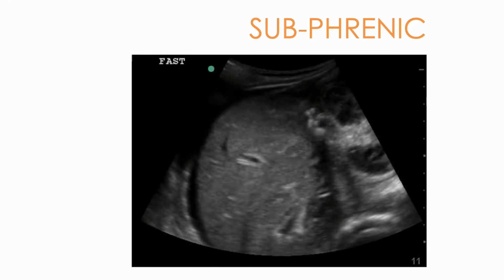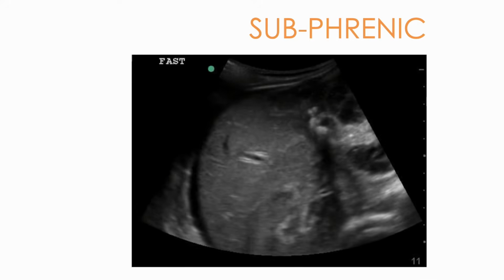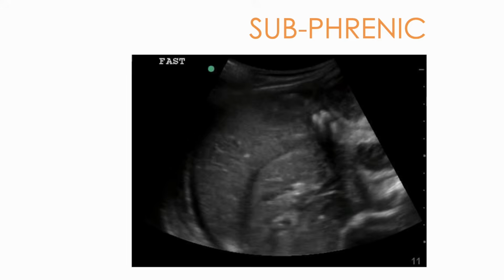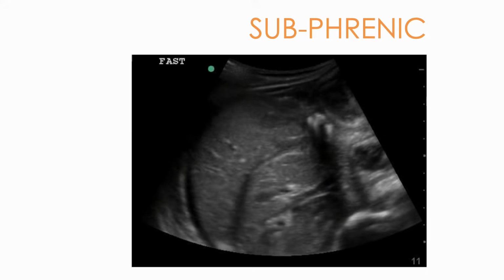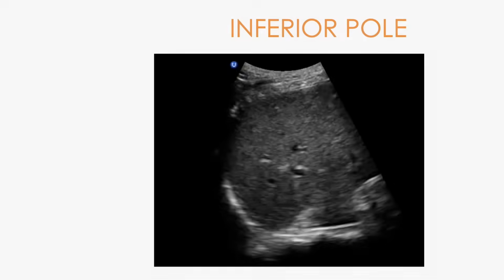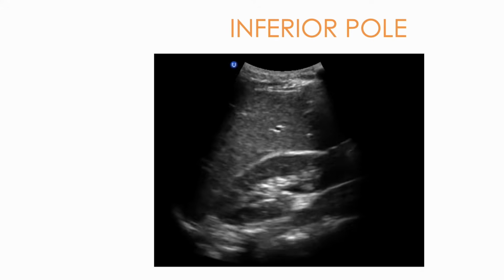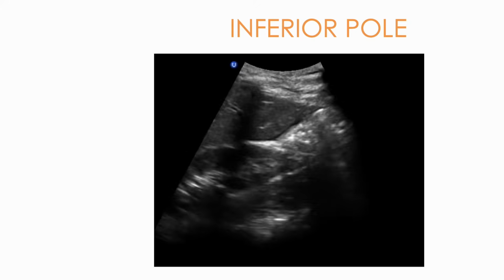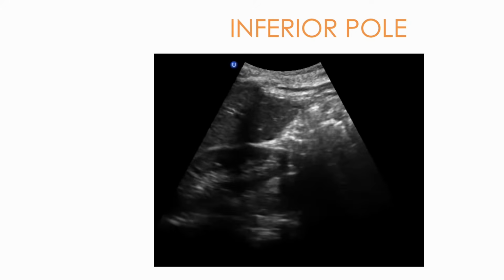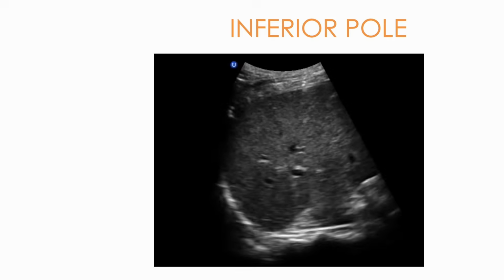Here we have free fluid around the dome of the liver in the subphrenic space. Occasionally, this will be the only space in which the fluid is visible. And finally, we have fluid isolated to the liver tip. This shows us how important it is to visualize the inferior tip of the liver and the inferior pole of the kidney when you're scanning the right upper quadrant.